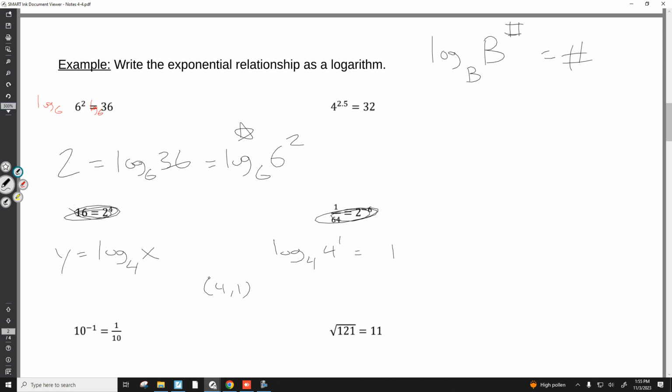Now, I can plug in 16, but watch what I'm going to do. The log base 4 of 4 squared must be 2. 4 squared is 16. I know I have the point 16, 2, or 4 squared, 2.